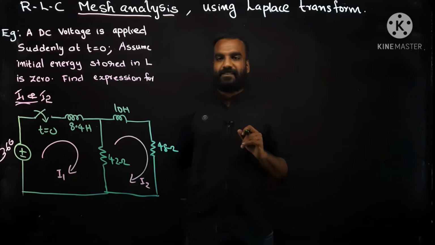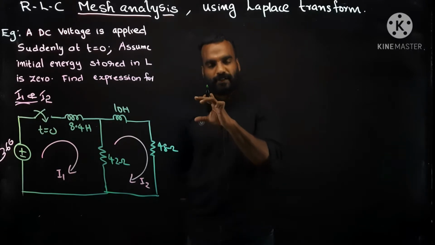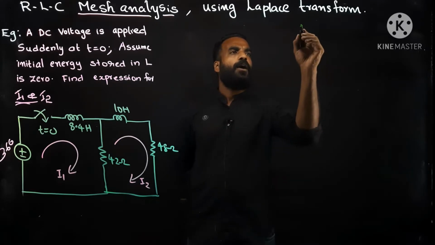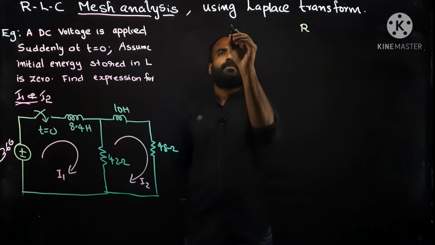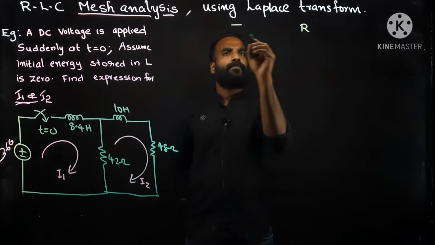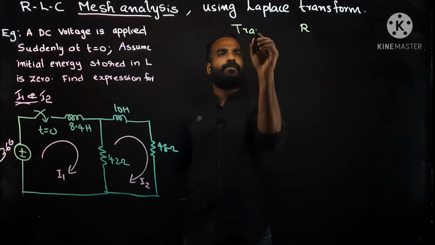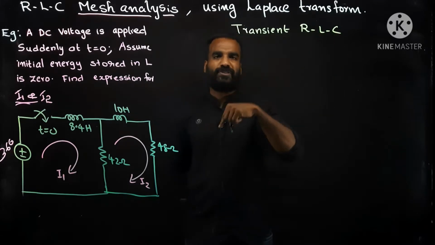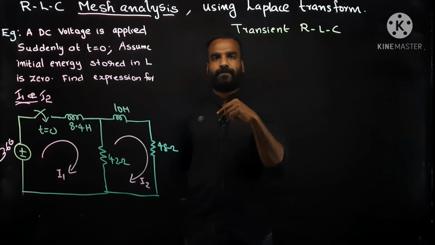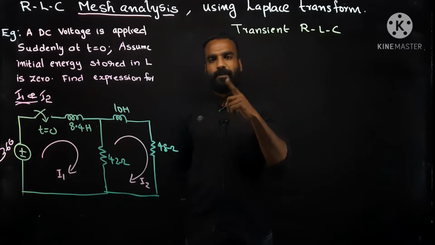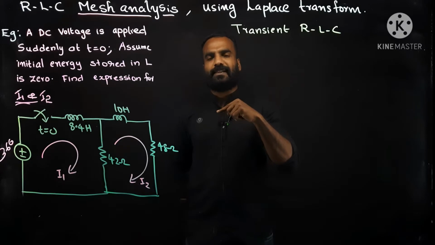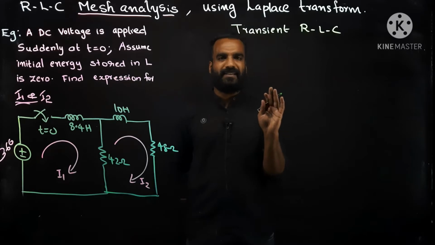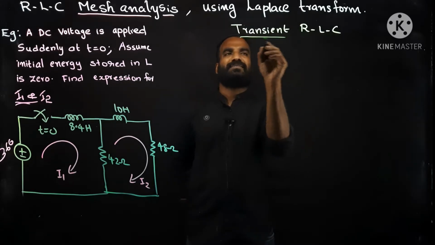So in last class, or in some of the last classes, we were discussing how we can use transient RLC problems. What do you mean by transient? It's switching. If you have a switch and you are closing that switch at t equal to 0, it represents some disturbance. So your response will not be steady state, it is oscillating. Such an analysis is known as the transient case.